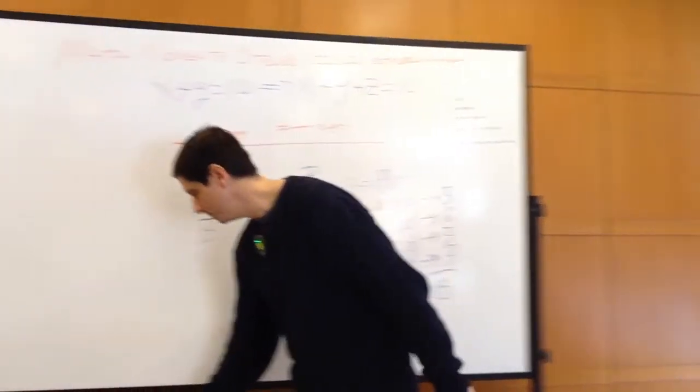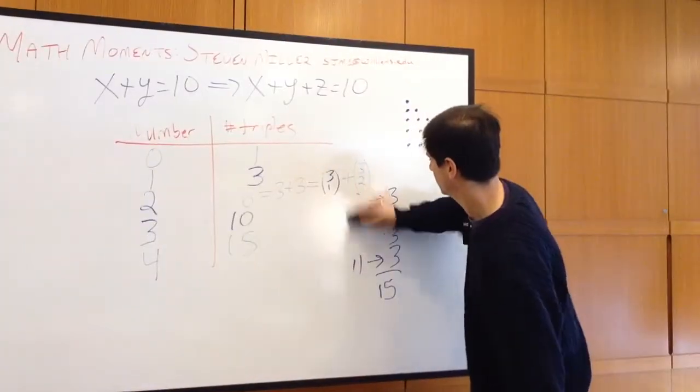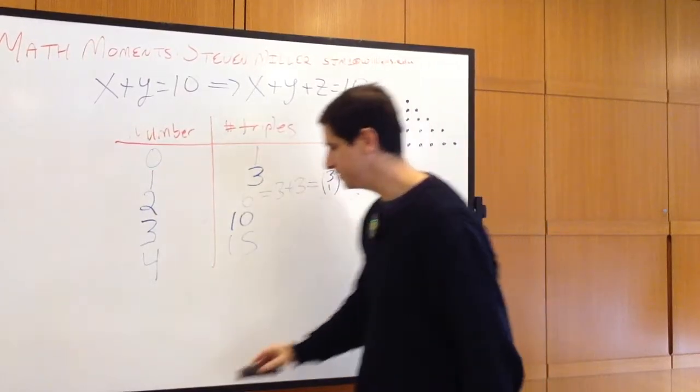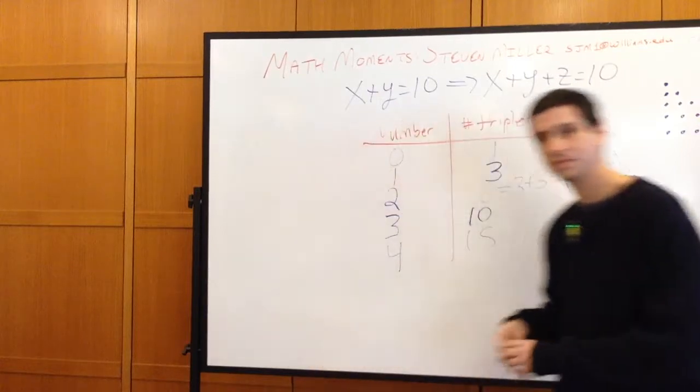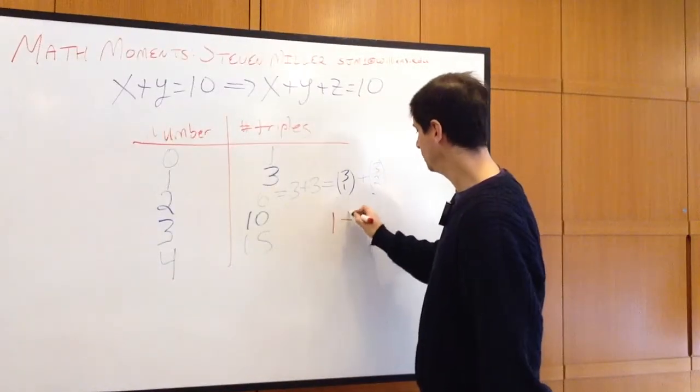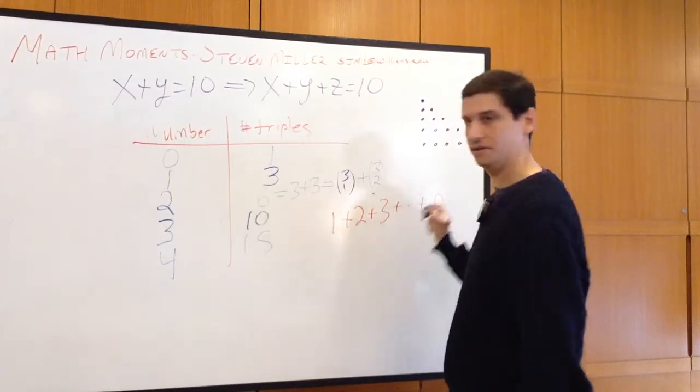And so there is a formula for the triangle numbers. There's lots of different ways of getting it. So what we want to do is add 1 plus 2 plus 3 up to n.